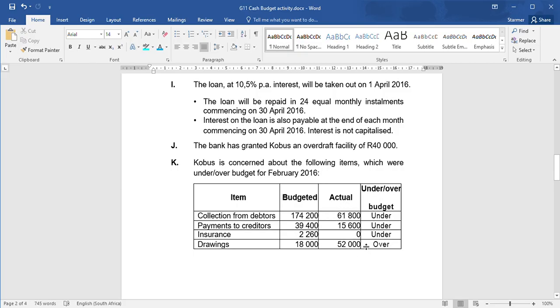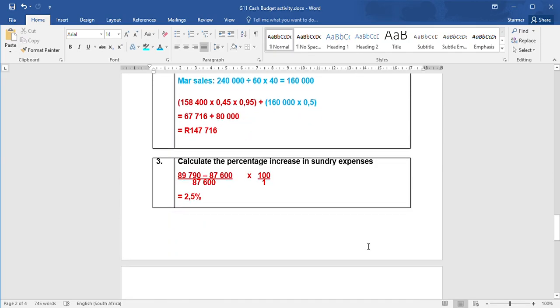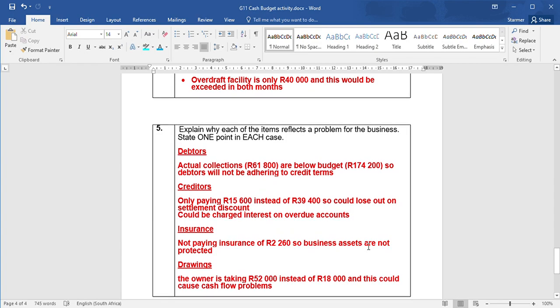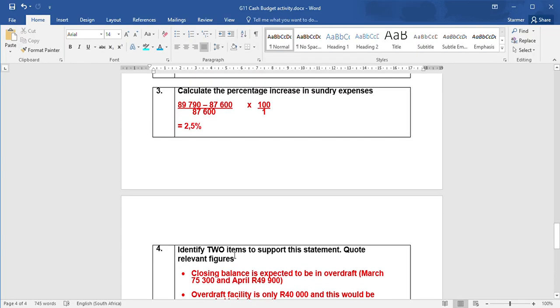Then for the insurance, you will see that you budgeted to have insurance, you actually didn't insure anything. That's a problem because if something goes wrong, you're not going to have your business assets protected. So because you're not paying the insurance of 2260, your business assets are not protected. And that can cause major issues if something goes wrong. Let's say you have a major flood or something like that, and everything, all your stock gets destroyed, you won't have any insurance, so you won't be able to claim.